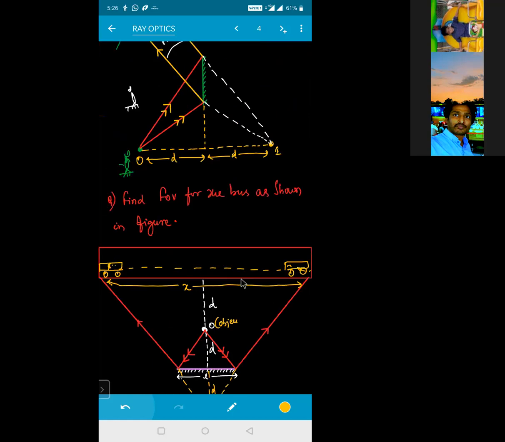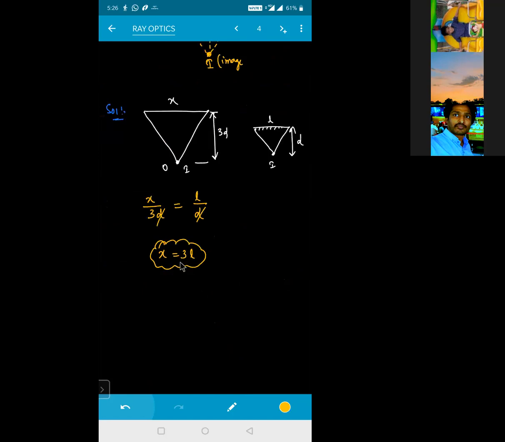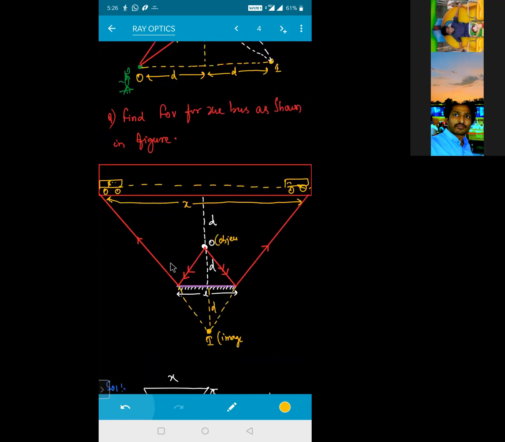That means field of view must be equal to how much for me? 3 times the length of the mirror. Then only we can see the image very carefully. See how simple that is. The question appears to be very difficult. Still, there is a larger problem in it. The diagram is also very critical.